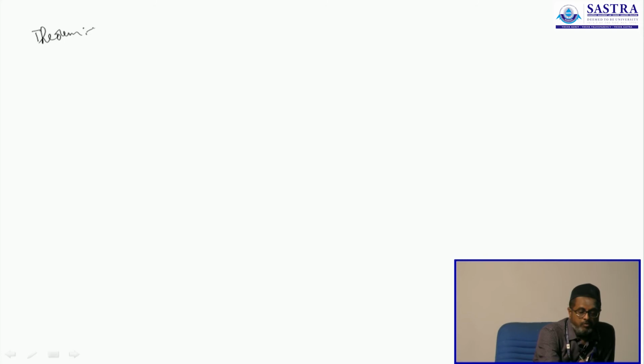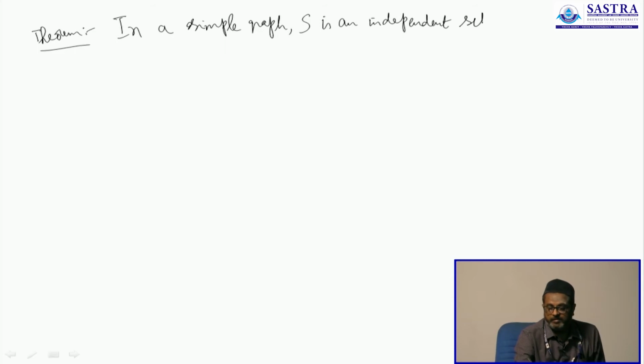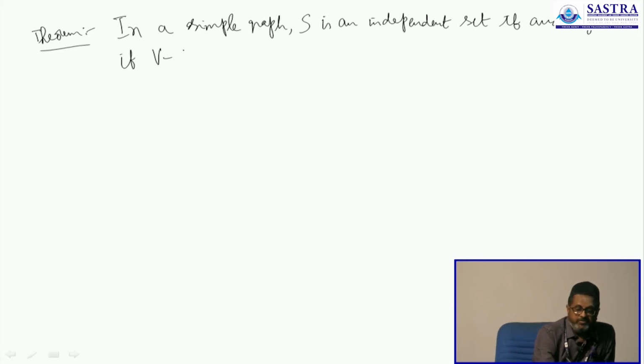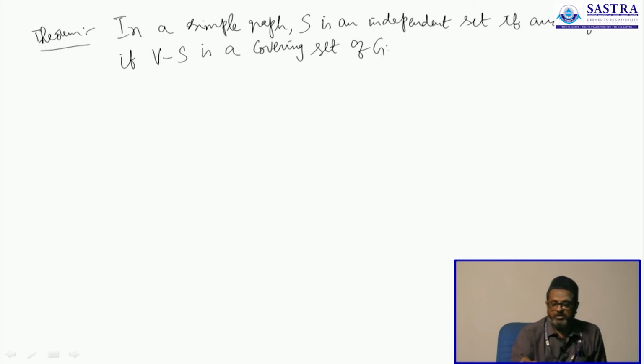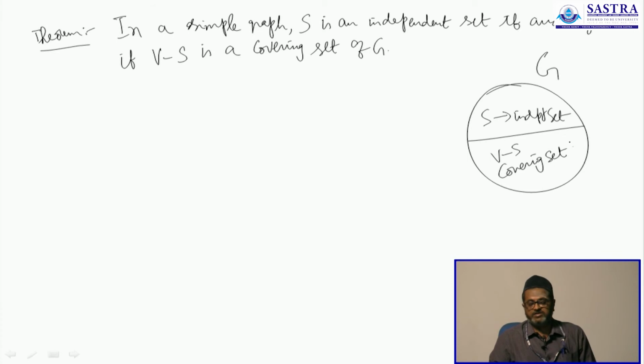So, that is the concept of covering. As I told you, we have a theorem: in a simple graph G, I am finding the relationship between independent set and the covering set. In a simple graph G, S is an independent set if and only if V minus S is a covering set of G. Suppose I have a graph G. If this is an independent set S, then V minus S will be a covering set of G.